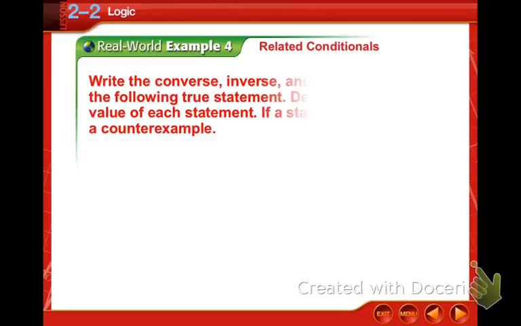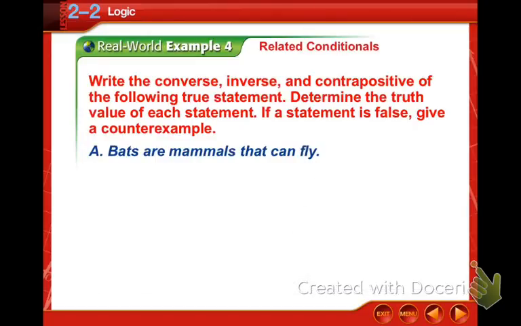So our last example here, there was supposed to be a box here with information. I forgot to put it on here, but that's okay. Basically, bats are mammals that can fly. They are the only mammals that can fly as well. So that is a blanket true statement. So what we're going to do is come up with our converse, inverse, and contrapositive of a conditional that we're also going to write. We're going to turn this into an if-then statement before we do anything. Then we're going to decide if they are true or false.